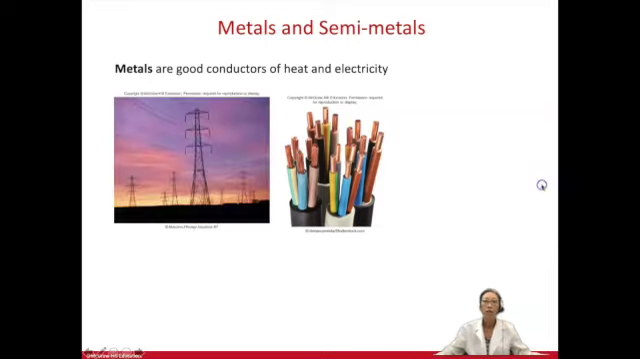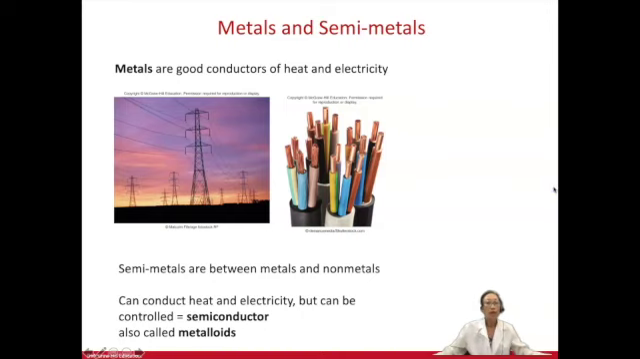And this is also an example of power lines, metal used in conducting the electricity that brings electrical energy into our homes. We'll be talking more about electrical energy and how it's generated in a future chapter. So metals are good conductors of heat and electricity.